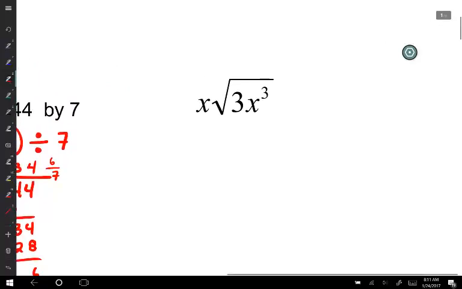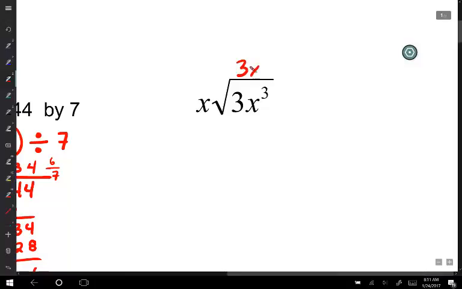X divided into 3x cubed. Well, x times what is 3x cubed? 3x squared. Let's see. Is 3x squared times x 3x cubed? Go through and do what? Subtract. What's left? 0. So does it go in evenly? All right.